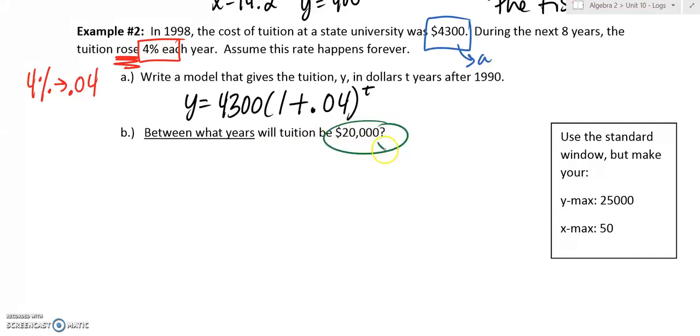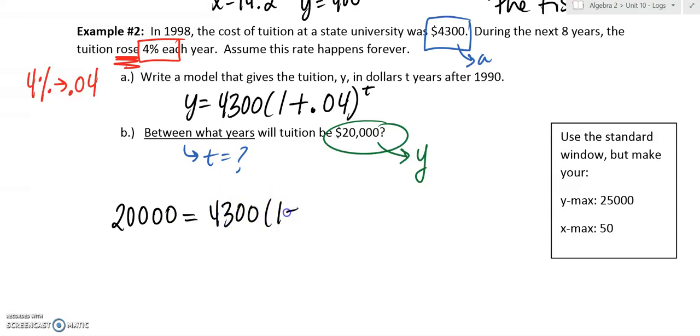Well, this $20,000 is like your final answer, your end game. Between what years? It's looking for t. Time? I don't know, that's what we're trying to figure out. Then we take what we know, that we want it to be 20,000. That's y. We already have our other stuff.